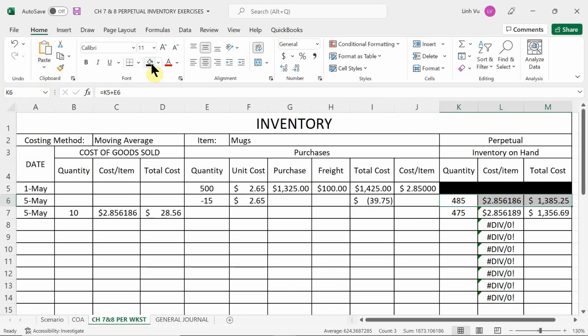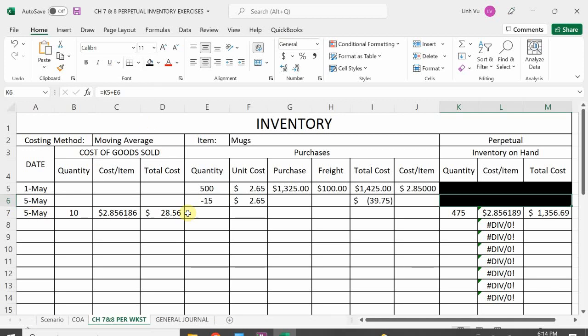And I'm going to cover this up because I don't need to look at it anymore, because right now, after the 5th has happened, I sold my inventory. This is the amount that I'm looking at from here on out. This is my updated amount of inventory. I have 475 items left.